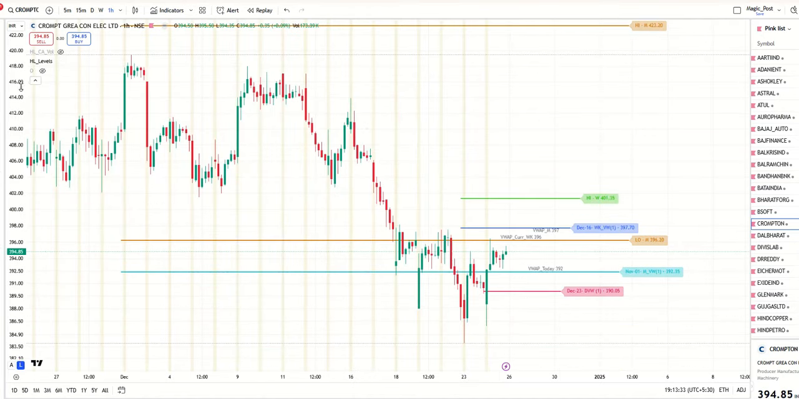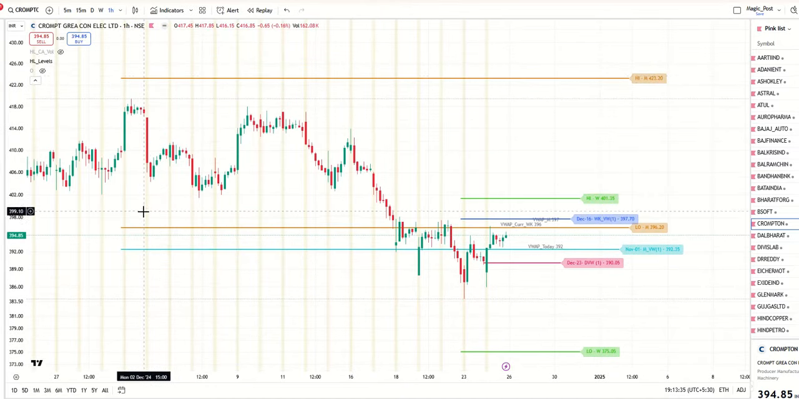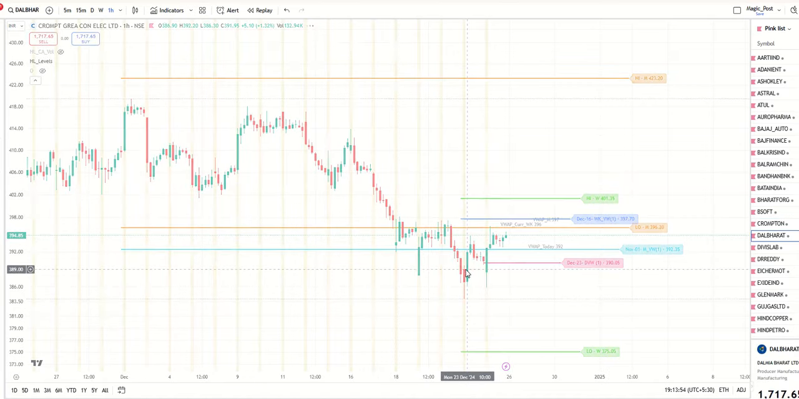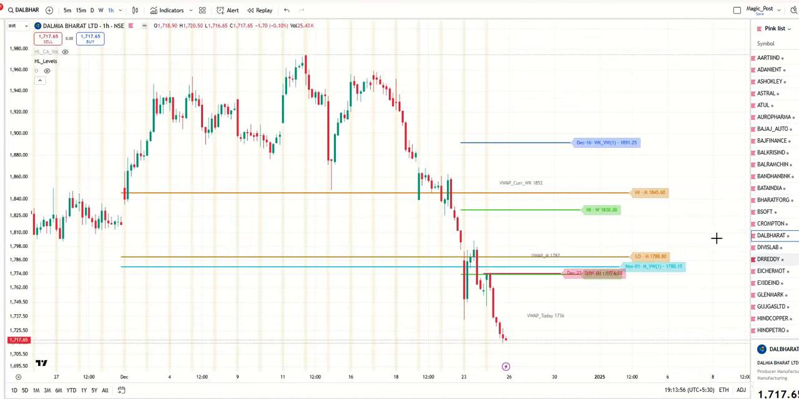And this one is Crompton, right? This is a monthly high, monthly low, not able to cross, and then it came all the way down here. This is supporting, not allowing it to go down. If you see, one is the monthly low, pulling like a magnet, and the second one is the last month VWAP. These are supporting it.